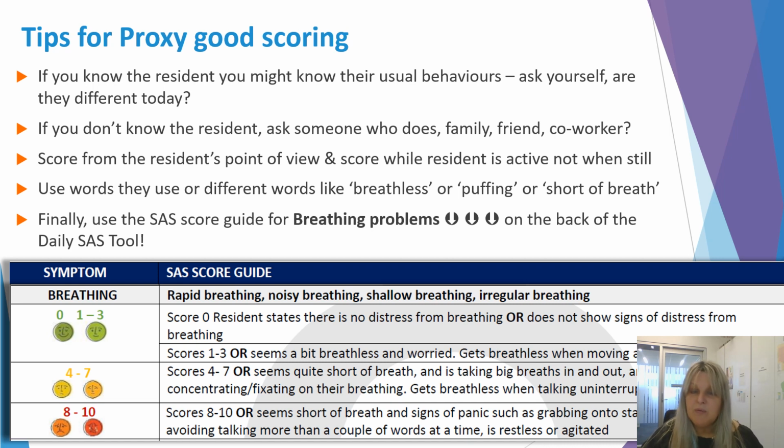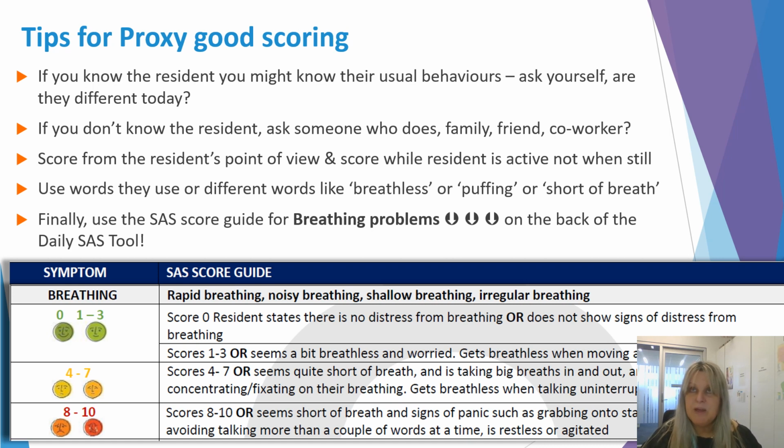If there are family or friends of the resident around at the time, you can discuss that with them and ask them what they think the level of distress would be for the resident in relation to this symptom. Or of course, you can ask any of your co-workers their opinion, and you can have a chat about how much distress you think the resident experiences from having problems with their breathing.